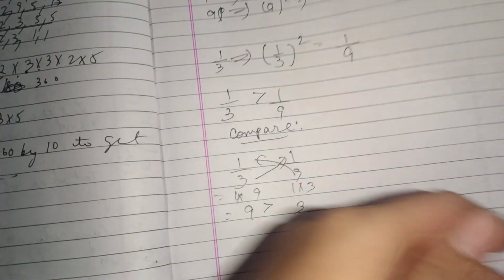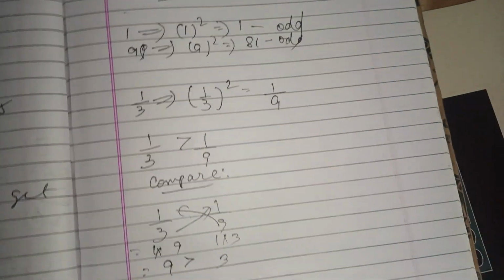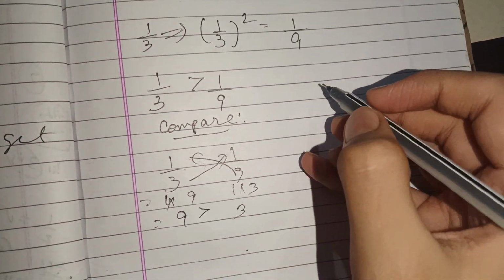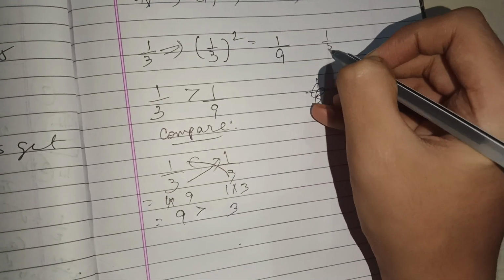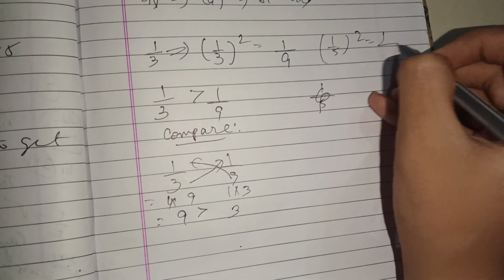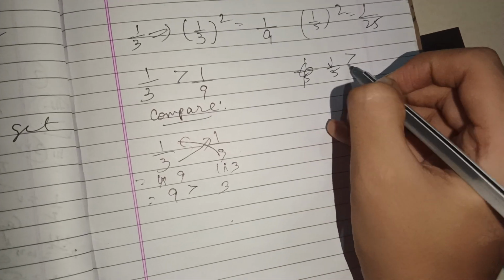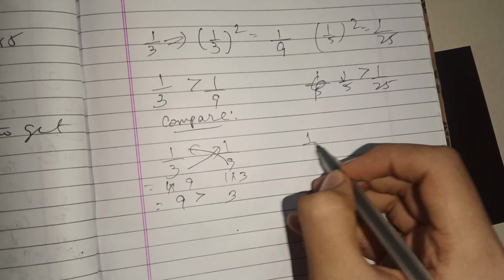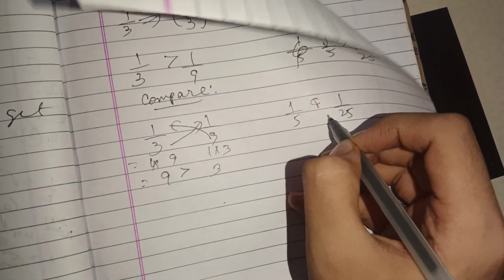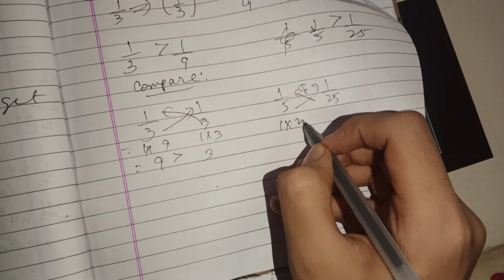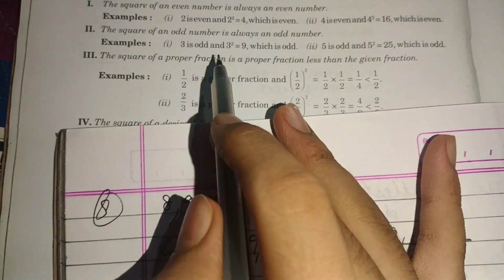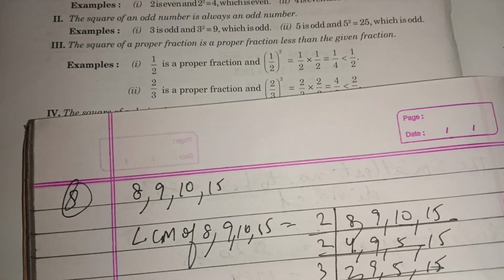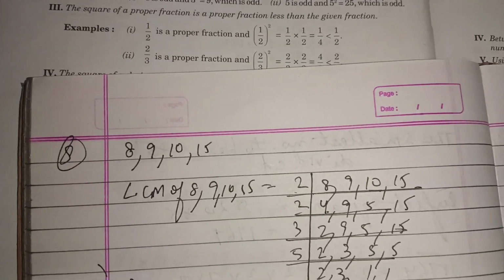If we take any other number as well, like 1 by 5, the square will be 1 by 25, and 1 by 5 is greater than 1 by 25. Is that clear? 1 by 5, 1 by 25, 1 into 25, 1 into 5, 25 is greater than 5. Yes, so that is what is written: the square of a proper fraction is a proper fraction less than the given fraction.